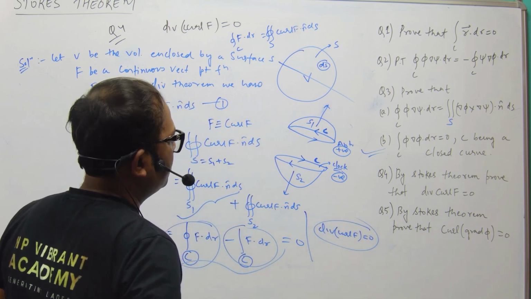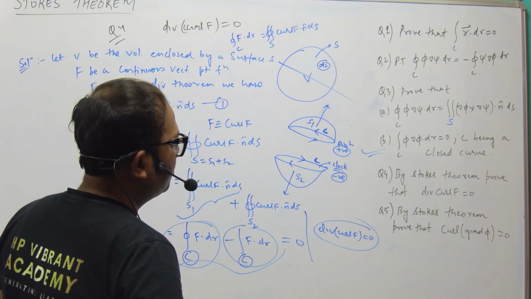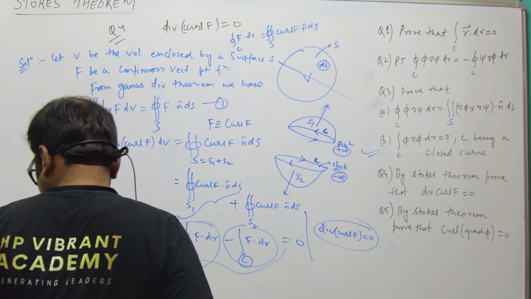Now let us discuss question number 5. By Stokes theorem, prove that curl of gradient of phi is equal to 0.